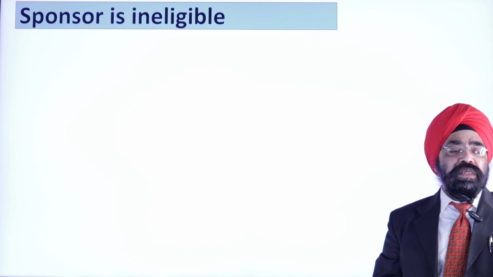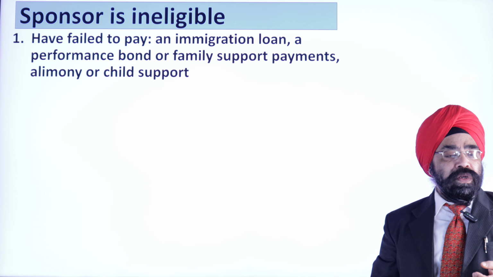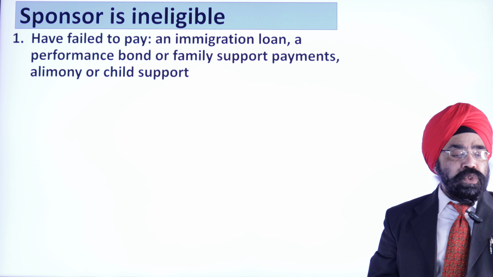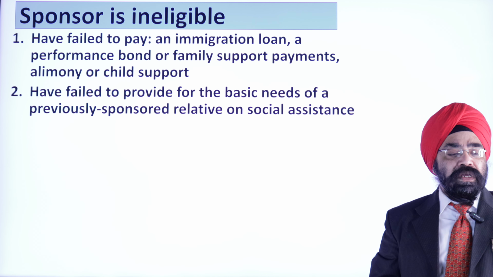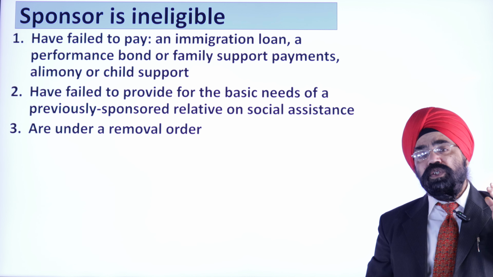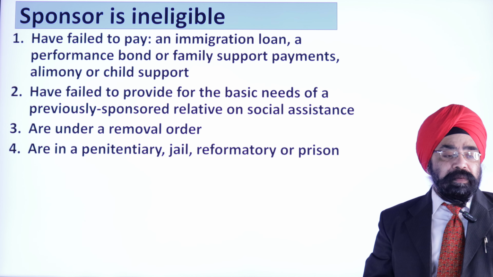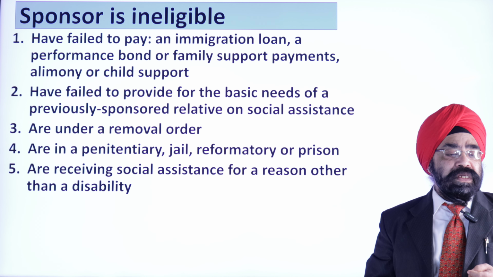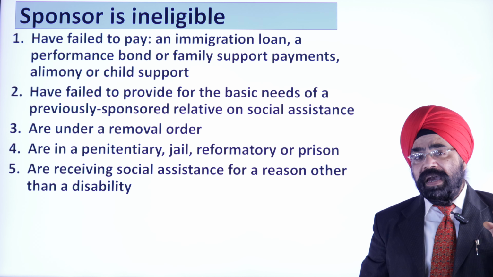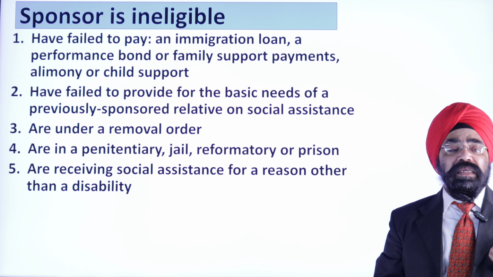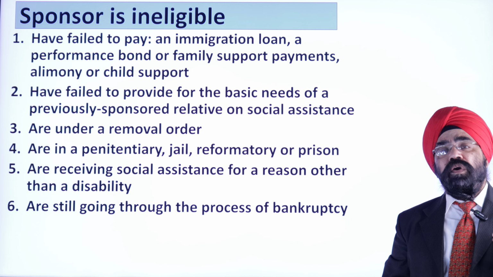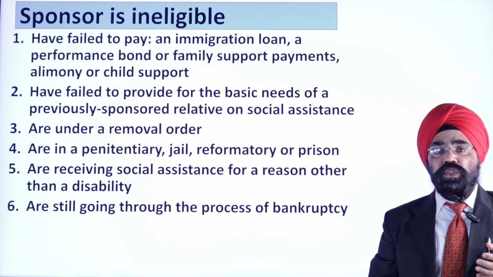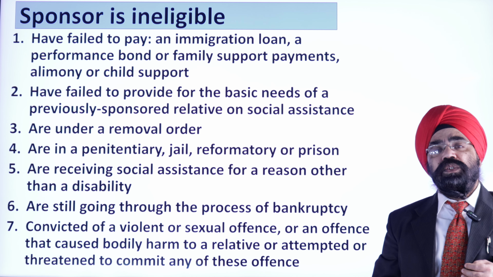Eligibility is that he should be of a particular age, which is 18, and then he should not have these things: he should not have failed to pay an immigration loan. He should not have failed to provide the basic needs. He is not under a removal order, and he is not in jail or any kind of prison, or he has not received any social assistance other than for disability, and he has not filed any bankruptcy. Lastly, he has not been convicted of a violent or sexual crime. So these are a few things which make the sponsor ineligible.